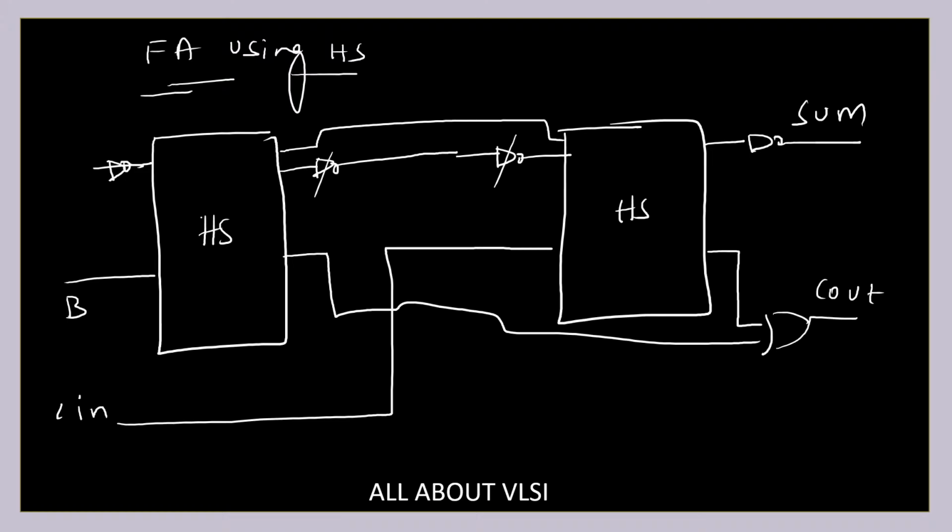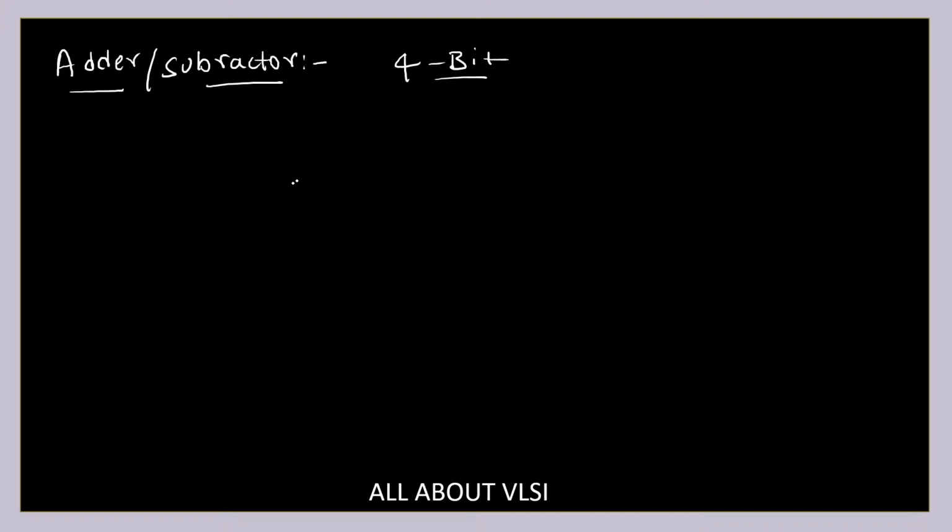Now, suppose I want to design an adder cum subtractor circuit. Let's say it's a 4-bit adder cum subtractor circuit. For this, I'm going to consider a 4-bit ripple carry adder. So the 4-bit ripple carry adder is going to look like this.